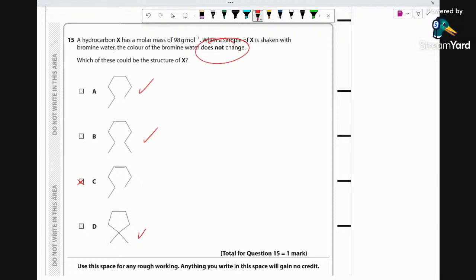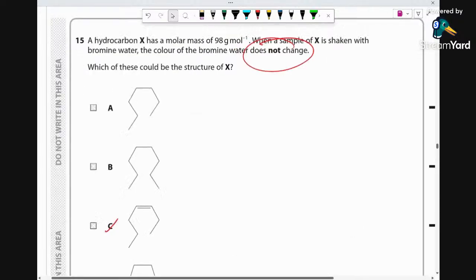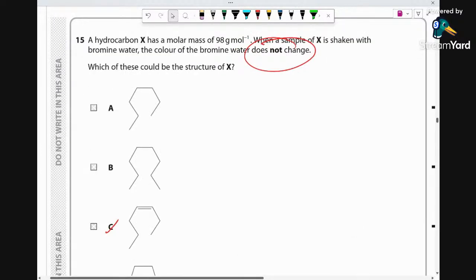The question's throwing me off. A hydrocarbon X has a molar mass of 98. When a sample of X is shaken with bromine water, the color of the bromine water does not change. Okay, right. So hang on a minute. Does not change. What could be X? It can't be C. Delete C. C is wrong. What's now interesting, we've got to count our carbons. Oh, good. It's the not. It always throws me off. Does it not change mean it remains orange? Yes, it remains orange, right?